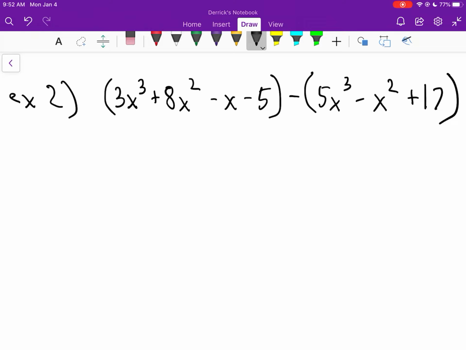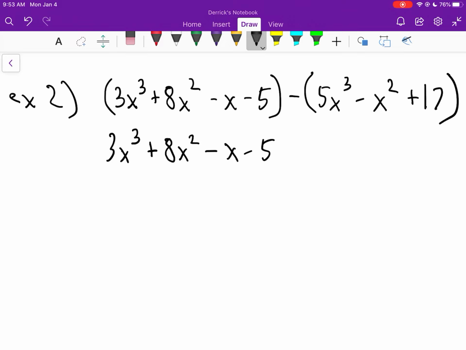The first polynomial, we don't need to change anything with it, meaning we can literally just drop the parentheses off and rewrite all of this. No change, nothing special. But for the second parentheses, we are supposed to be subtracting by this second parentheses, the 5x to the third minus x squared plus 17. Every single term has to be subtracted.